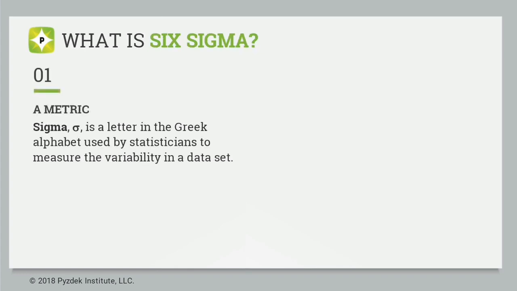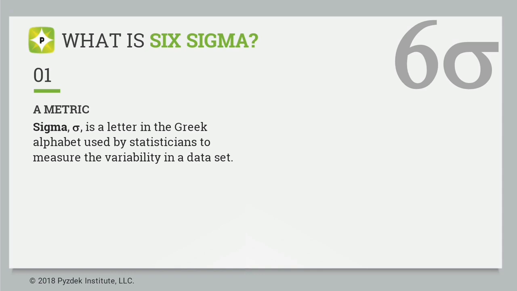There are three common answers to the question, what is Six Sigma? Six Sigma is a metric used to compare process variation to customer requirements. Statisticians use Six Sigma to measure the variability in a data set. You'll learn how to calculate sigma later in this course.